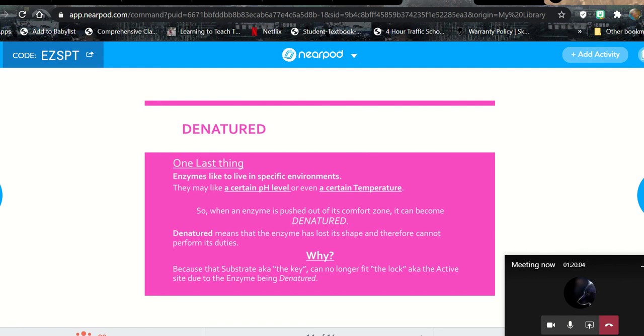Things can happen in your body to throw things off. So again, if the enzyme becomes denatured, that means that the substrate can no longer bind there, and therefore the duties cannot be performed. So that will affect your body system.